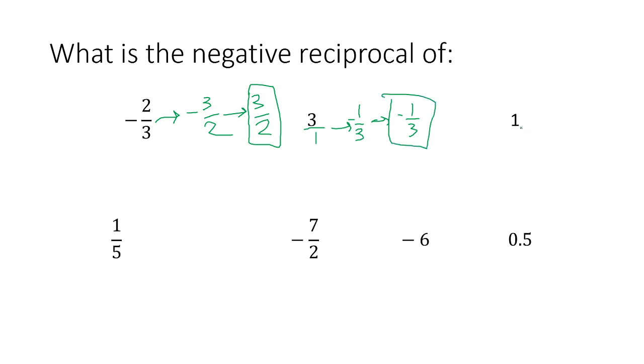This one is tricky. We think of 1 as just being 1 over 1, right? Then when we flop it, it's still going to be 1 over 1, which is just 1. And then we make it negative, and there's our answer. So just flop the top and bottom, and slap a negative sign on it.